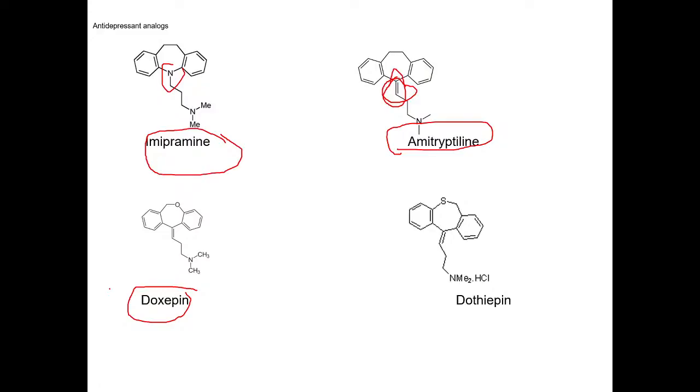Oxygen and sulfur, sir. Yes, the carbon is replaced here. This carbon is replaced with oxygen. Correct. So here the CH2 is replaced with oxygen, and here the CH2 is replaced with sulfur. What will be the result? What do you expect when you replace a carbon with oxygen and sulfur? What can you expect?